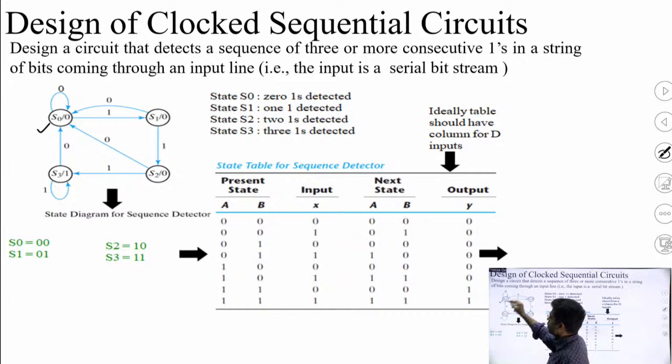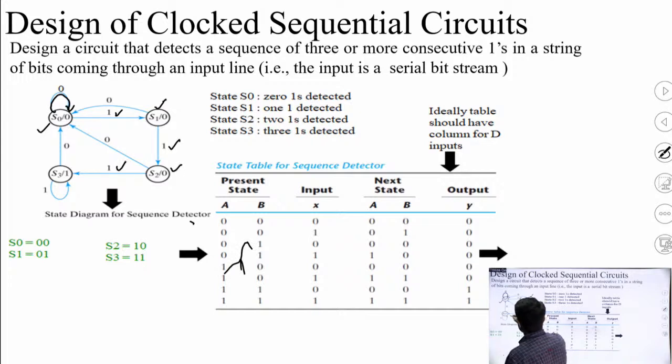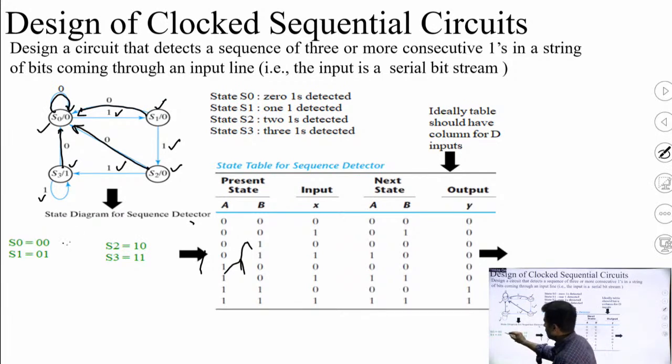I am in state S0, if I receive 0 I will stay in state S0 only. If I receive the first 1 I will reach S1, second 1 S2, third 1 S3 and the fourth 1 in S3 only. And whenever I get a 0 at the input, I am going back to the first state S0 only. So this is the same state diagram, with S0 equal to 00, S1 equal to 01, S2 equal to 10, S3 equal to 11.